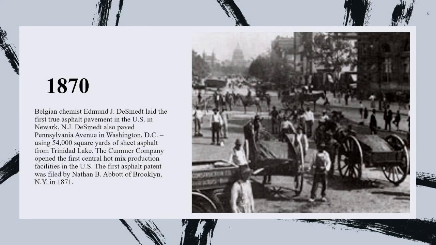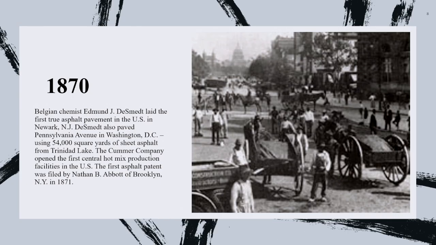In the late 19th century, it came through Belgian chemists, where they paved Pennsylvania Avenue in Washington, D.C. Anybody know what Pennsylvania Avenue is in Washington? That's basically the address of the White House. So that's where Mr. Trump is right now. If any of you visit Washington, D.C. and stand in front of the White House, he is on Pennsylvania Avenue.